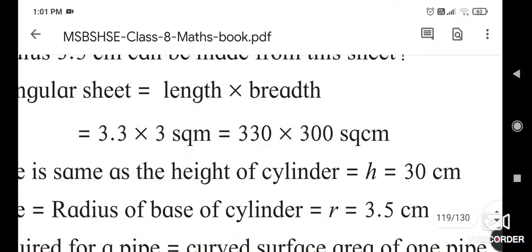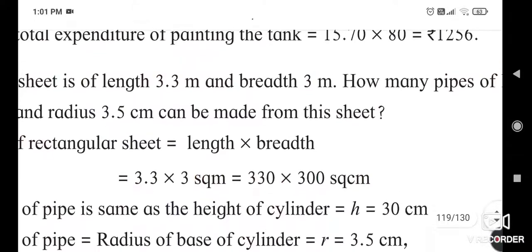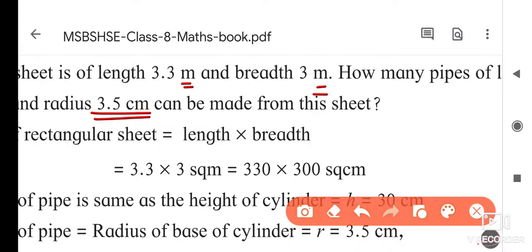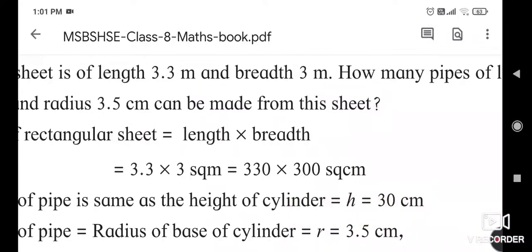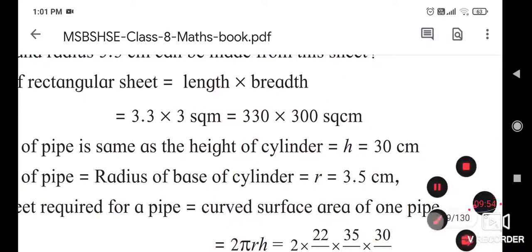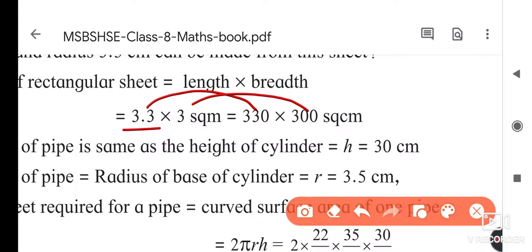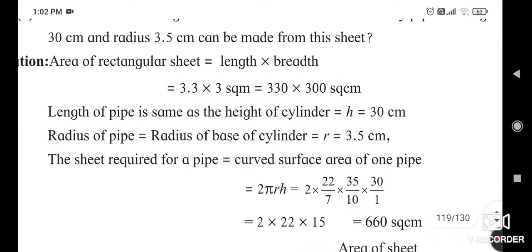So 3.3 into 3 is equal to... the meter is given, and we have to convert into centimeter because the pipe measures are given in centimeter and these quantities are in meter. So directly if we take meter, our answer will be wrong. So length is equal to 3.3, that is 330, multiplied by 100, and breadth 3 into 100 is 300. We got 330 into 300 square centimeter.